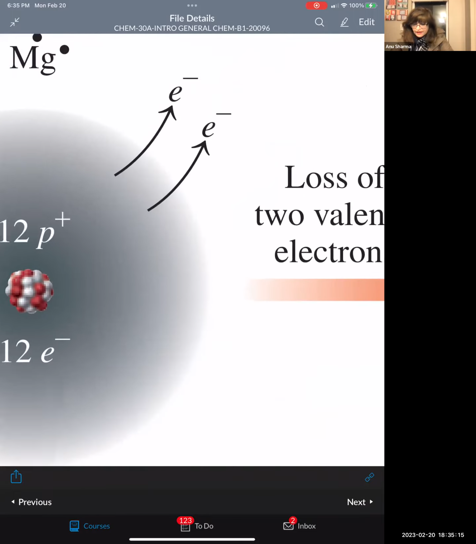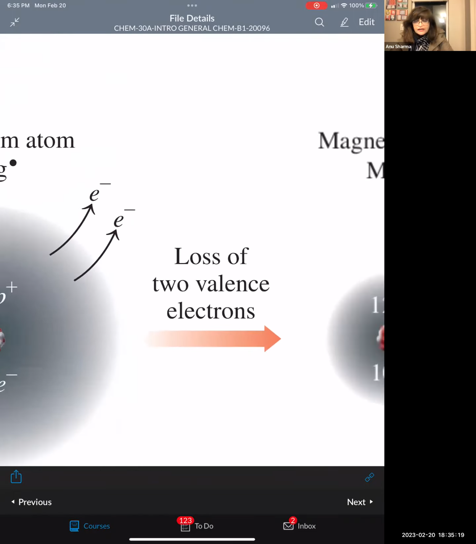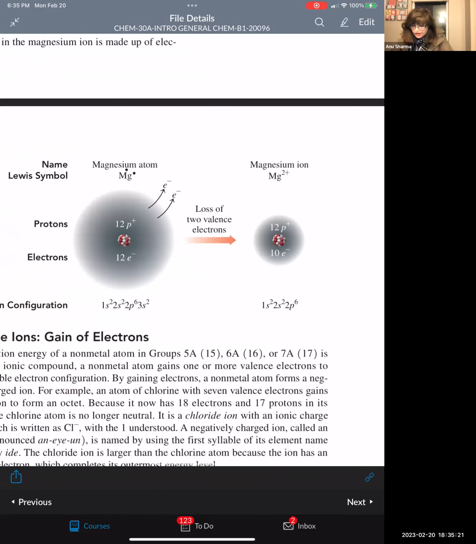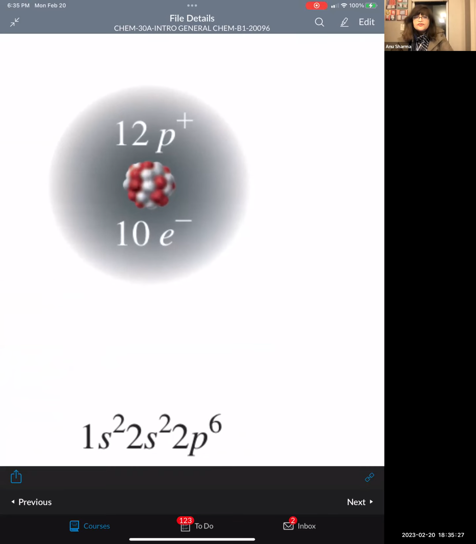So now what's happening? These two electrons, when they are lost from the last shell, the loss of two electrons gives magnesium 2 plus charges because there are 12 protons and there are 10 electrons. So 2 protons more, in other words, 2 plus charges more. So magnesium will have 2 plus charges.